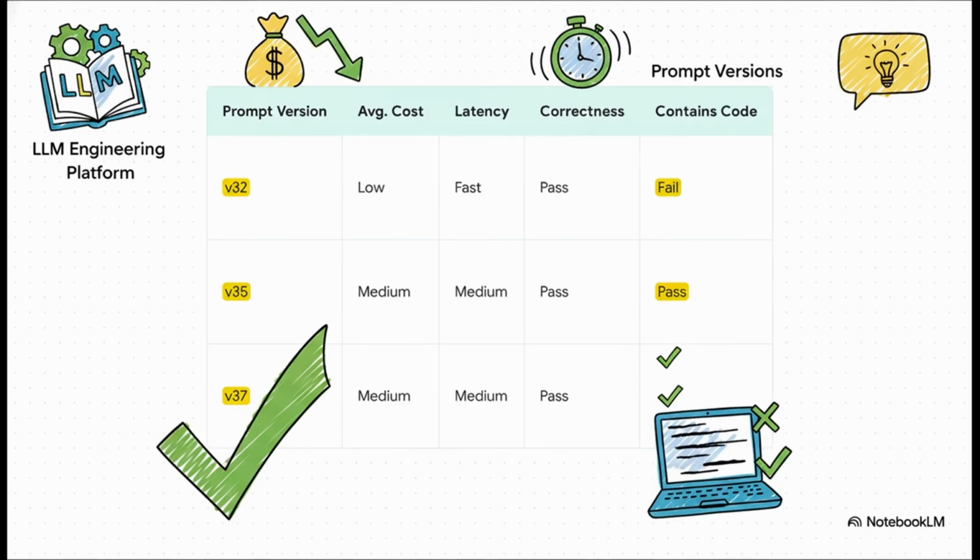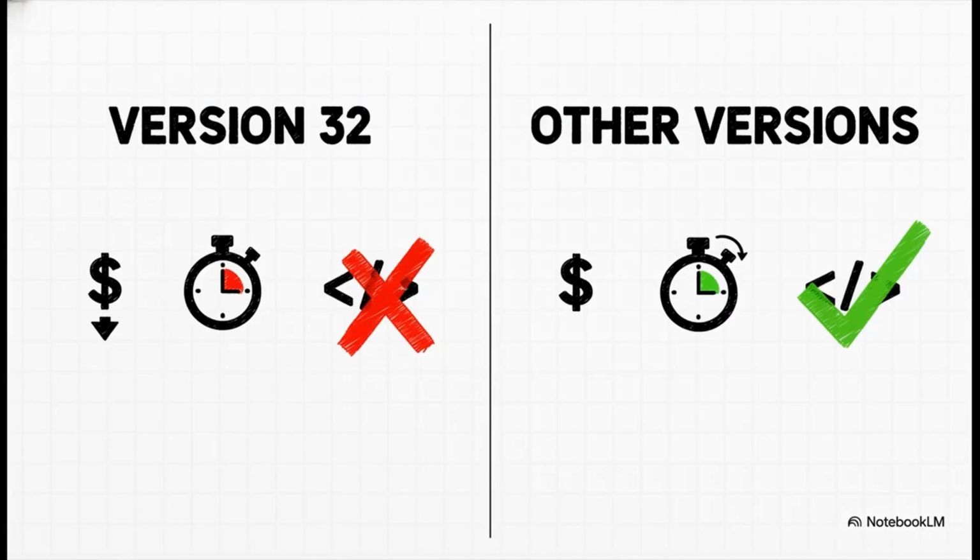And this is where it all comes together. Let's look at this table. Imagine we're comparing 3 different versions of a prompt. We're running them against our dataset and scoring them on a few key things: cost, speed, and 2 custom quality metrics we care about: correctness and whether the output contains code. And here is the key insight, the aha moment. At first glance, version 32 looks amazing. It's cheap, it's fast, but whoops, it consistently fails our contains code evaluation. The other two versions are a little more expensive, but they actually pass our quality bar by reliably including those code snippets we need. Without this comparison, we might have picked the cheaper but worse option.